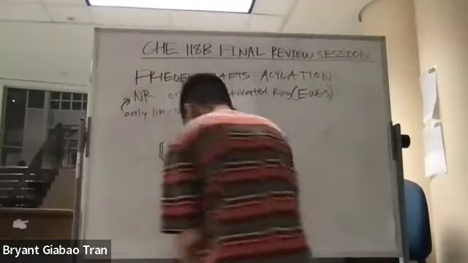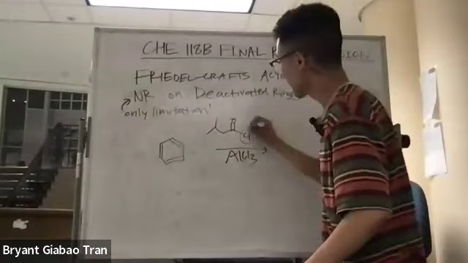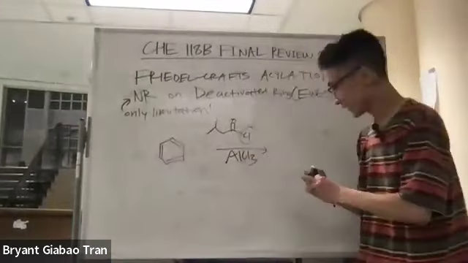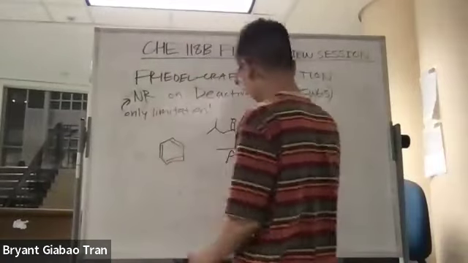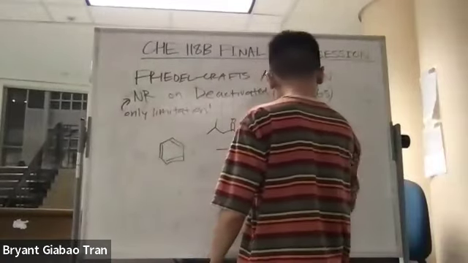Another way to think about it is to substitute this chlorine with the whole benzene ring right there. In this case, it doesn't matter because there's no EDGs on it. It won't direct any group anywhere. It's an empty benzene ring.